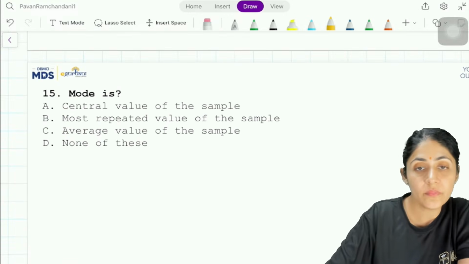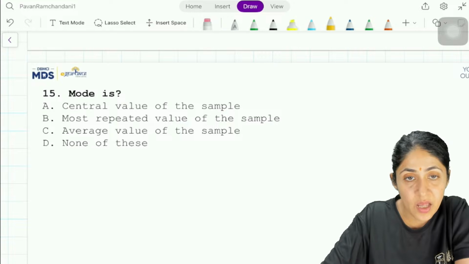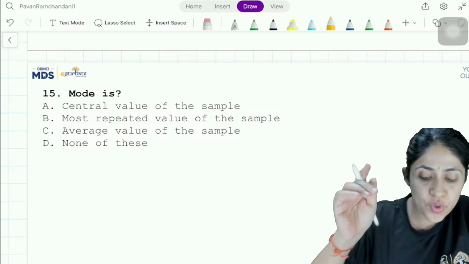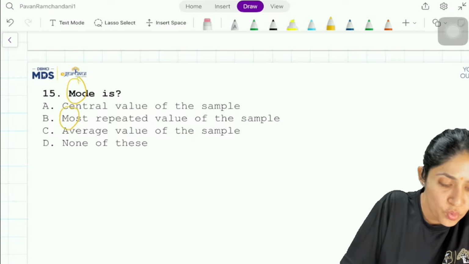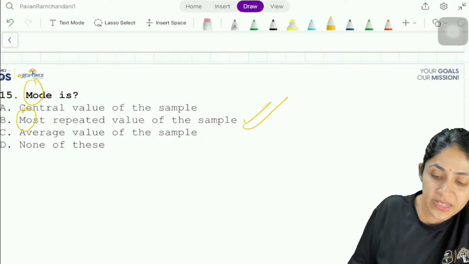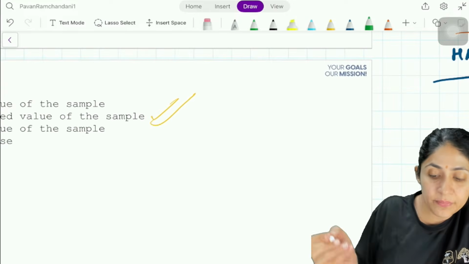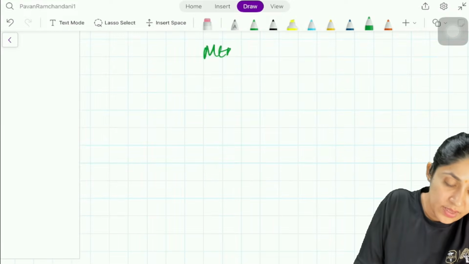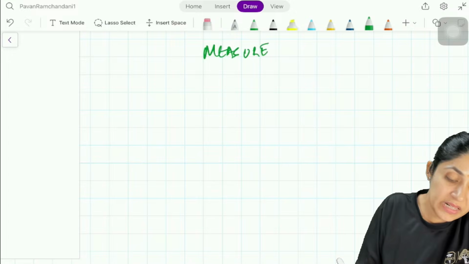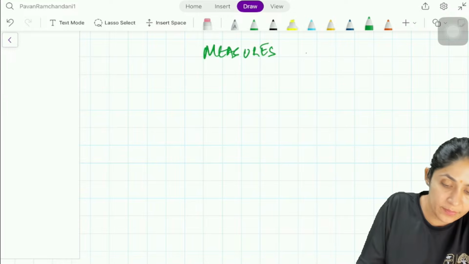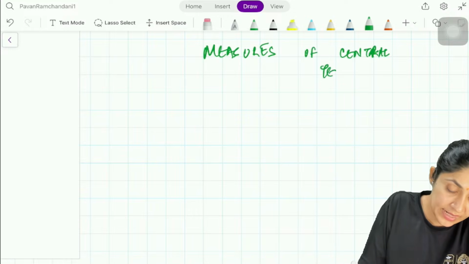Okay, next question is what is mode? Mode is the most repeated value of the sample. Okay, all these three are the measures of the central tendency. Okay, what is central tendency? The middle values around which the values are located. Measures of the central tendency.